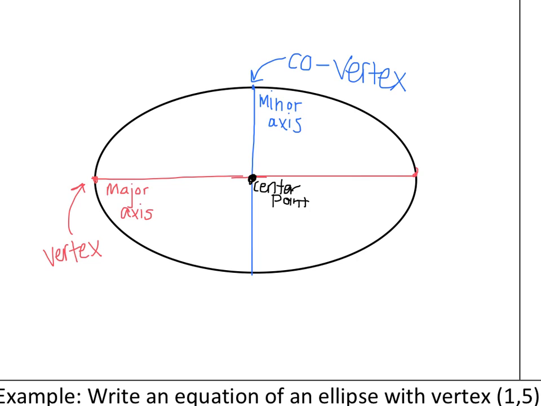Now in your formula, you'll notice up above that you have A and B. A is always horizontal, and A is the distance from the center point out to the outside of the ellipse. So that distance right there is A. What would the distance of the major axis be? 2A. Very good. Then the minor axis, the length of half of it from the center point out, is B. So what's the length of the minor axis?